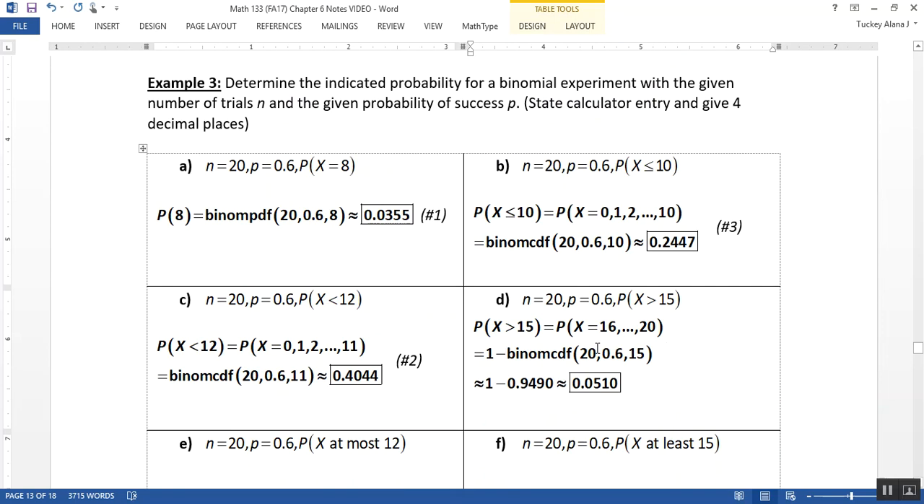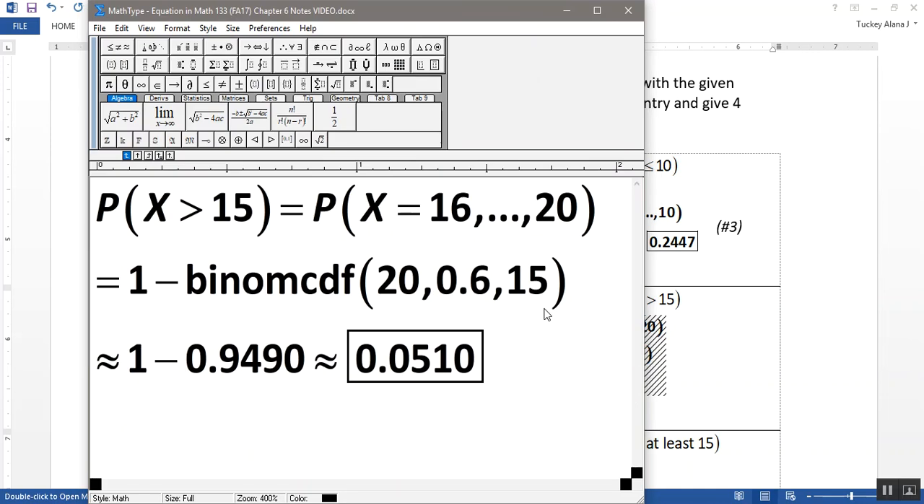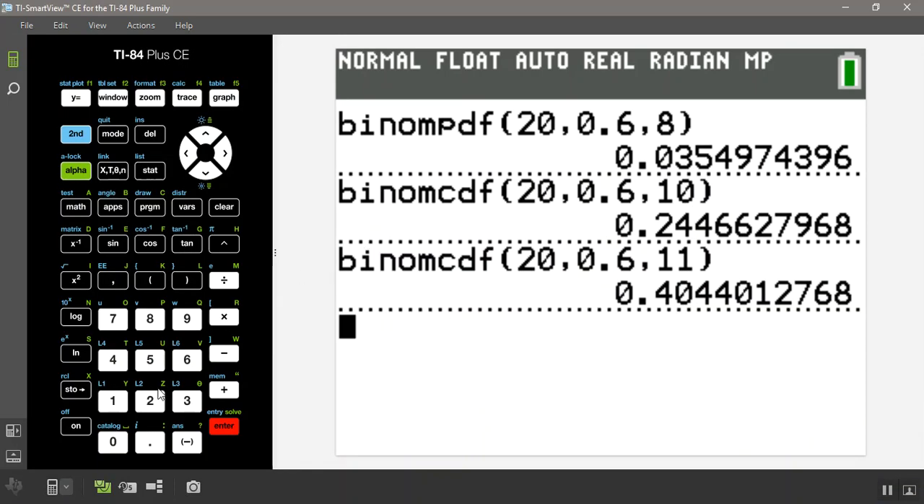Right? So what you really want is the probability of 16 through 20. So what you tell the calculator to do is find 0 through 15, and you know that by the fact that it stops at 15 right there. So it's going to add up probability of 0, probability of 1, probability of 2, and so on, all the way up to 15, and include 15. But then when I take it away from 1, I'll have all the rest that I didn't know, right? So 16 through 20 actually only adds up to 0.0510.